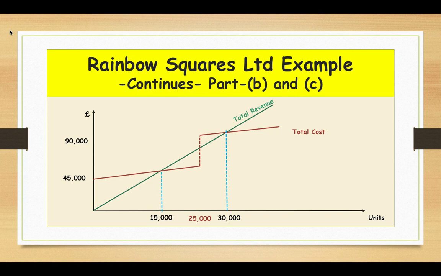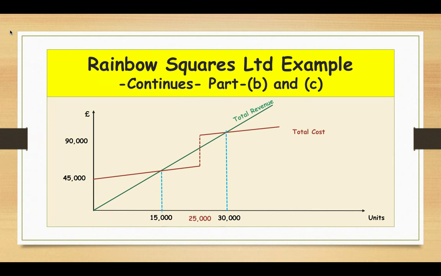Now, if you calculate the second break-even point, the fixed cost is going to be £90,000, but the contribution per unit is going to be £3. So the second break-even point is 30,000 units. So this is all the graph is showing. So we have answered part B. Now we are going to answer part C.